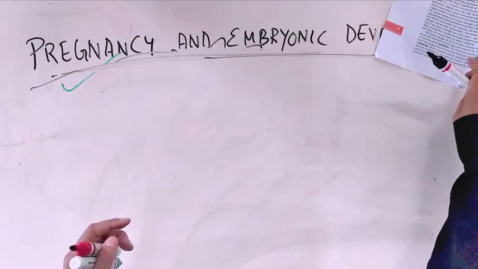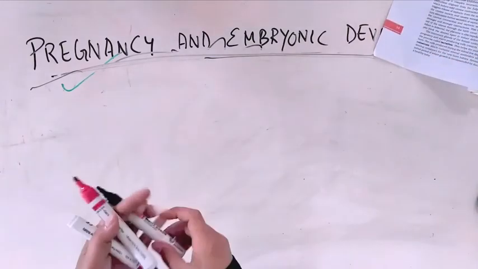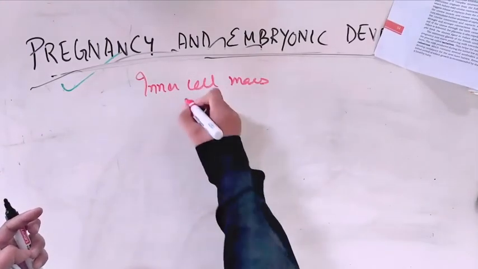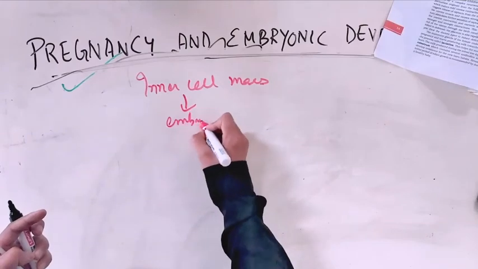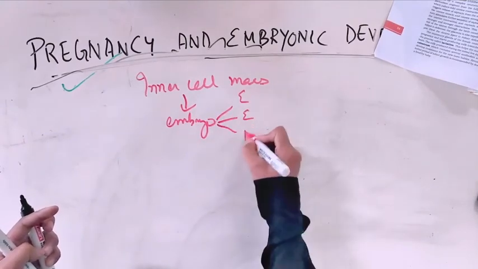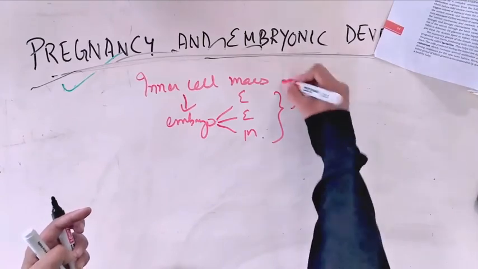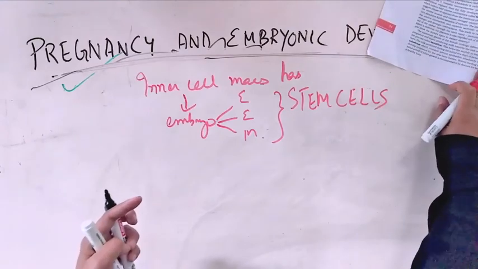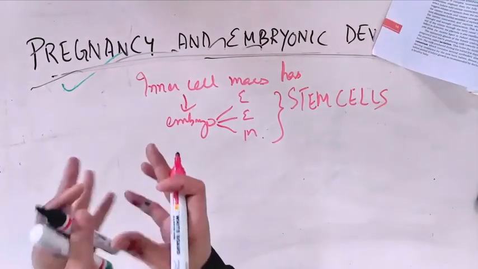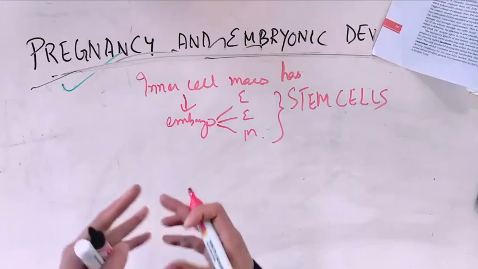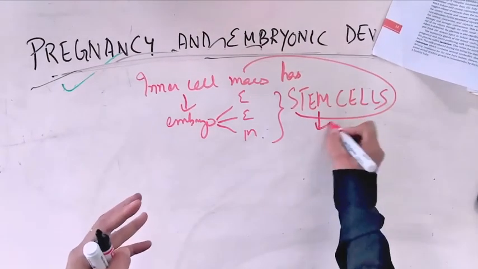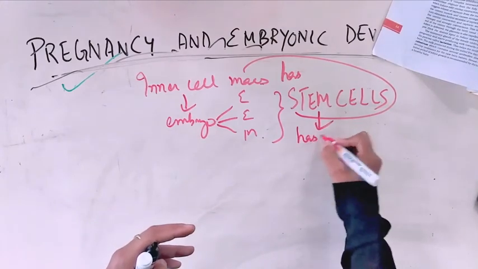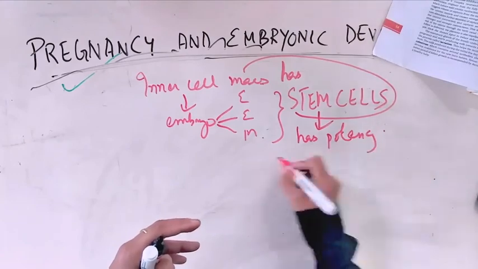And then we also should not forget that the inner cell mass, which will form the embryo, ectoderm, endoderm, mesoderm, has stem cells. It can form new cells, tissues, and organs. The heart organ can form, the liver organ can form, because the inner cell mass has stem cells. So what are stem cells? They are the cells which have the potency to give rise to tissues and organs.